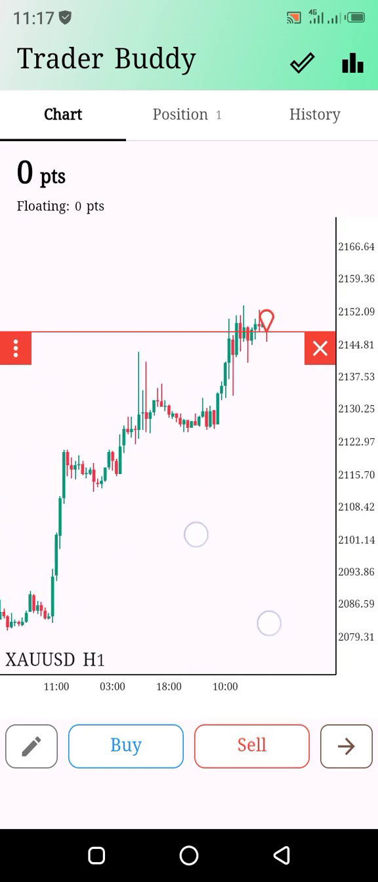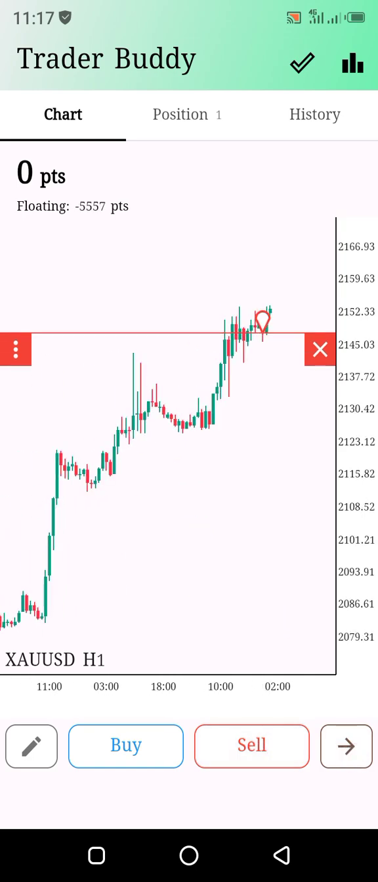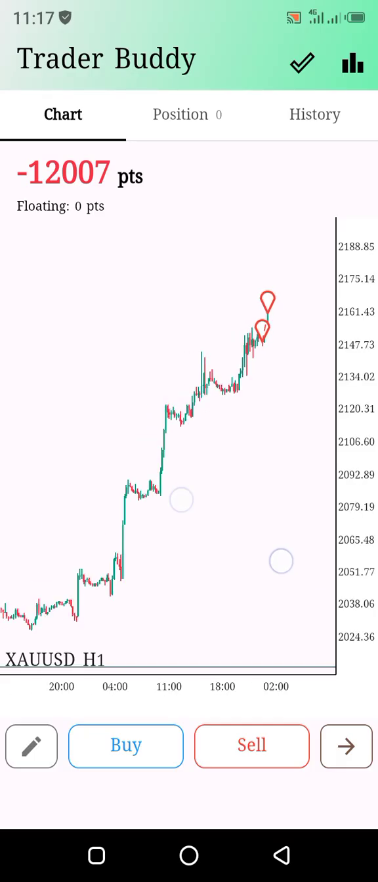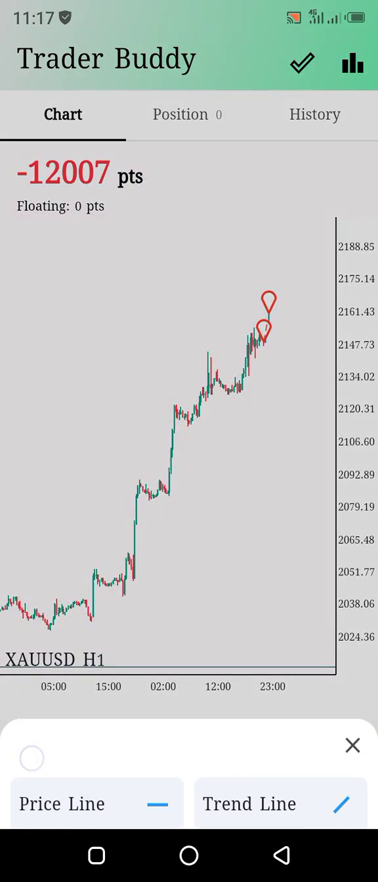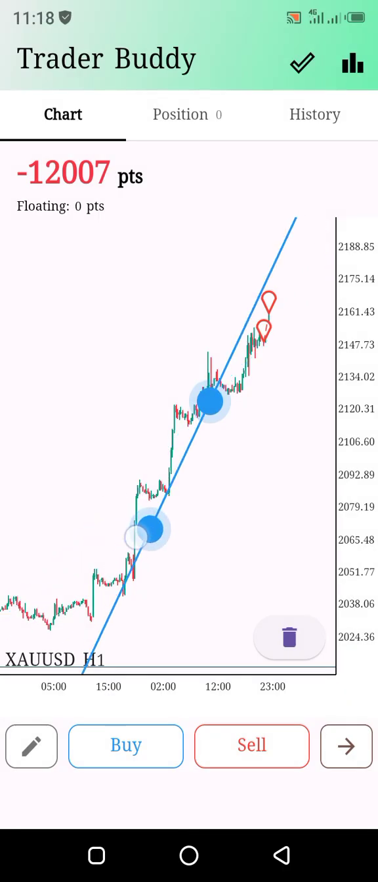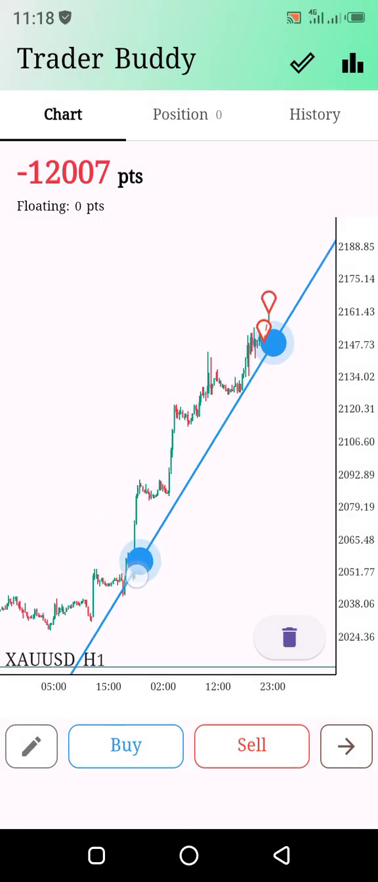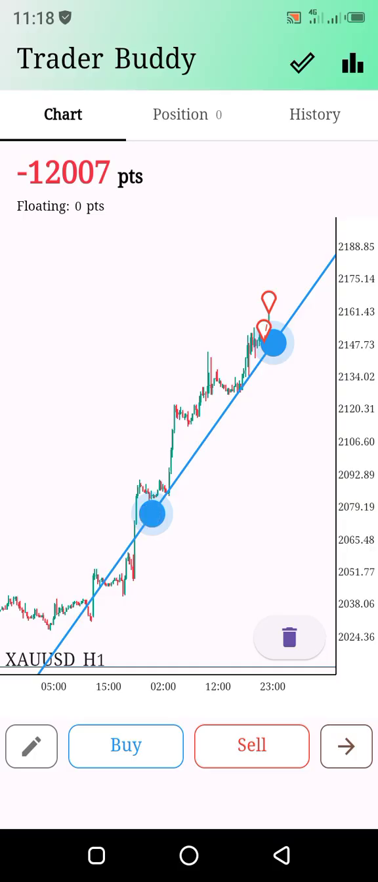Here we shall be selling. Okay, early loss, but we shall take it anyway. So I'll draw my trend line so that I can know where price could potentially now start retracing back to.